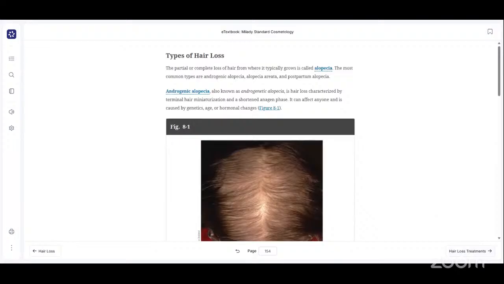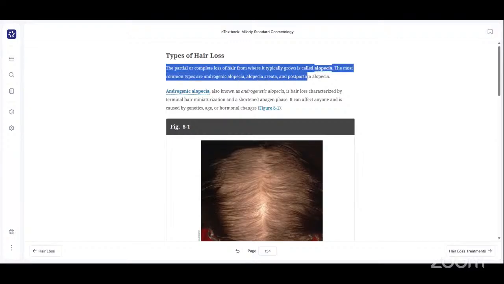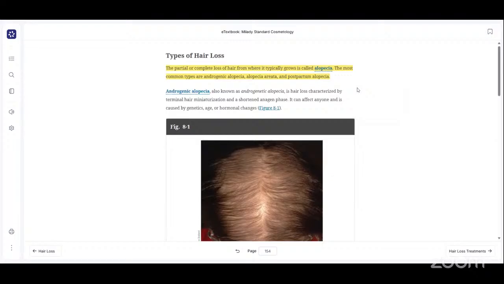And I've already started to talk about the alopecias. Okay. Let's look at alopecia. It says the partial or complete loss of hair from where it typically grows is called alopecia. The most common types of alopecia are androgenetic alopecia, alopecia areata, and postpartum alopecia. That's the one I didn't talk about. We'll learn about it here. Postpartum alopecia is hair loss after a baby. Okay. Hair loss after a baby.